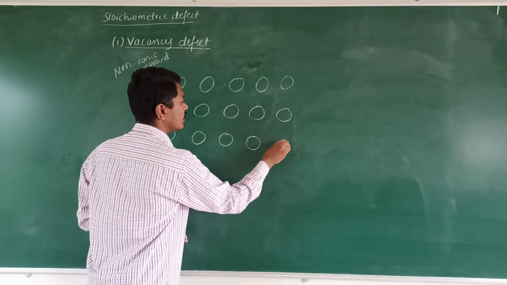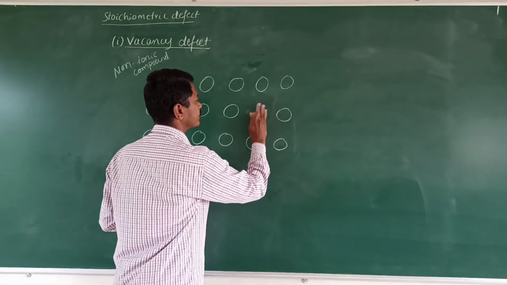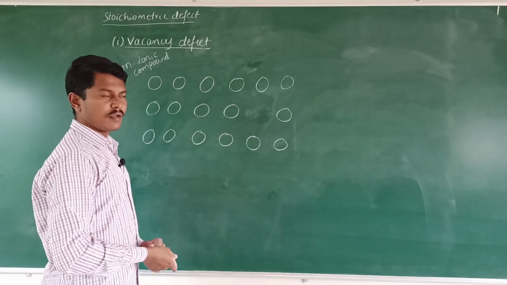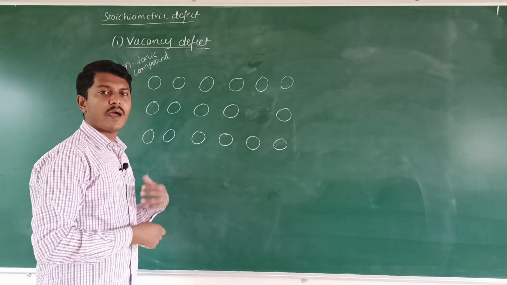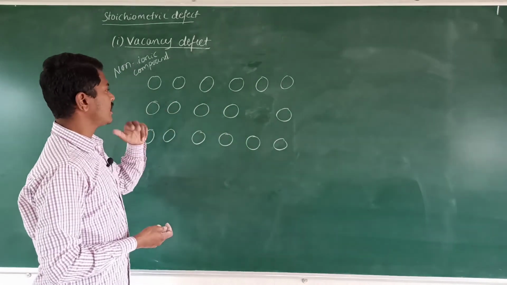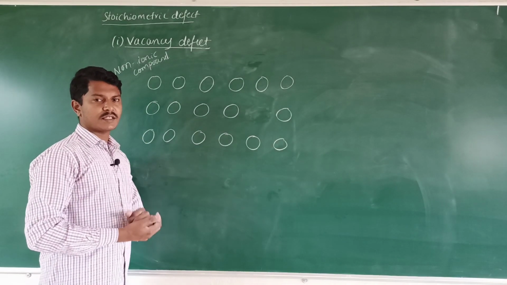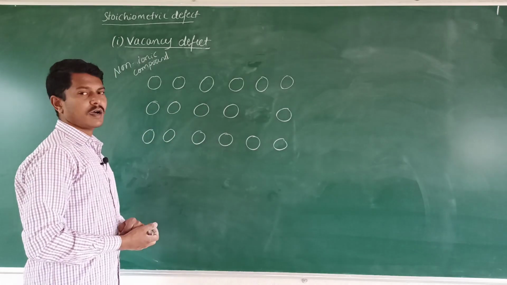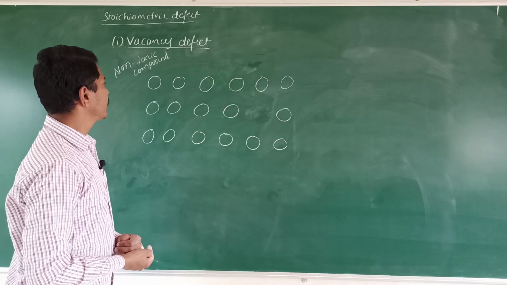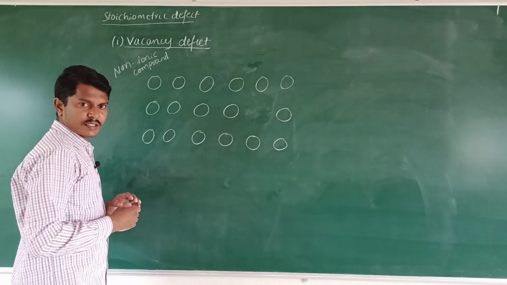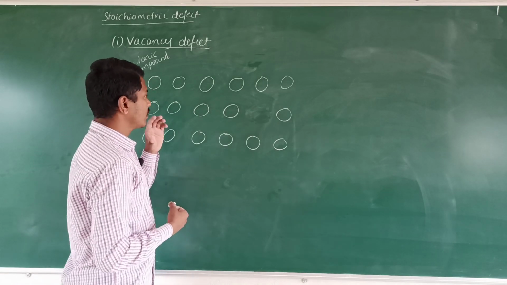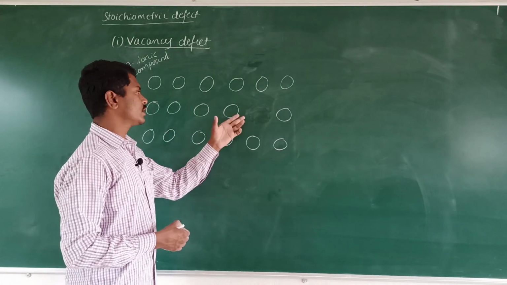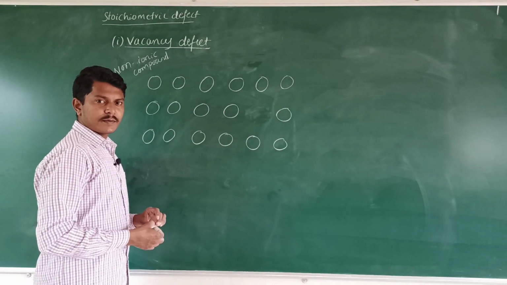Here some lattice points are vacant. Take it like this: I am removing this constituent particle from this crystal. Some of the lattice points are missing or vacant. This type of defect is known as what? Vacancy defect. This is observed in non-ionic compounds. Remember. What happens here? In the crystalline substance, some of the constituent particles are missing from their lattice sites, which is known as vacancy defect.